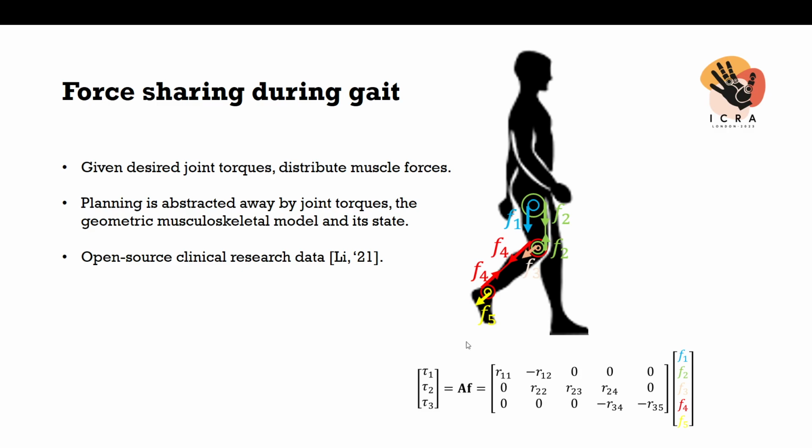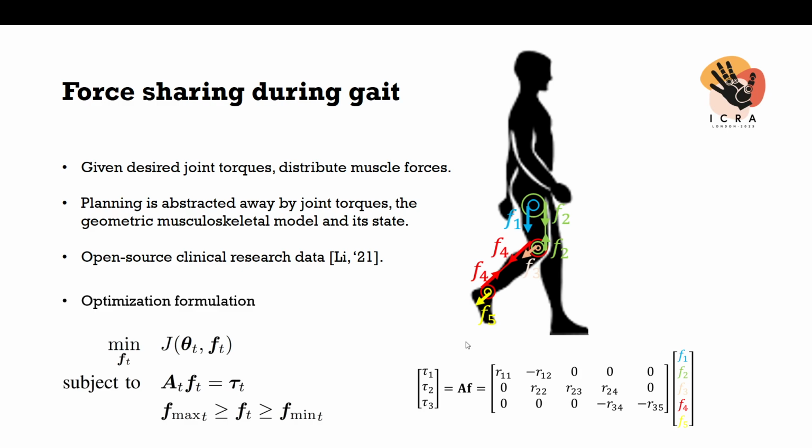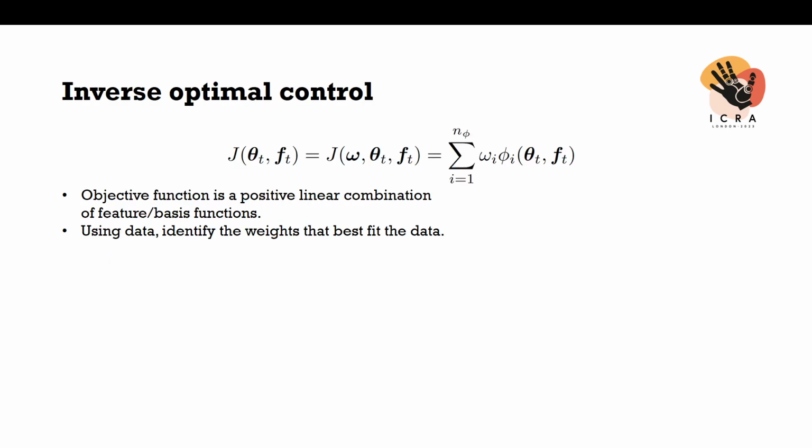We used some open source clinical research data for this study, and we came up with a very simple optimization formulation of the force sharing problem, which has been used in the literature before. Just respecting the relation between forces and torques and respecting some bounds in the muscle forces, you need to optimize some cost function in order to distribute your muscle forces at a particular instant in time.